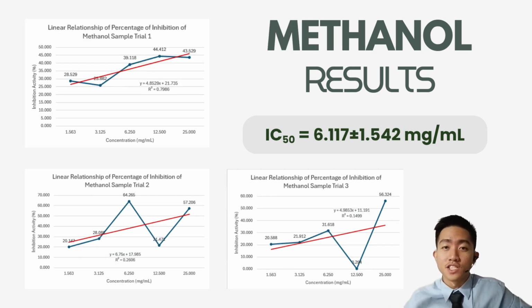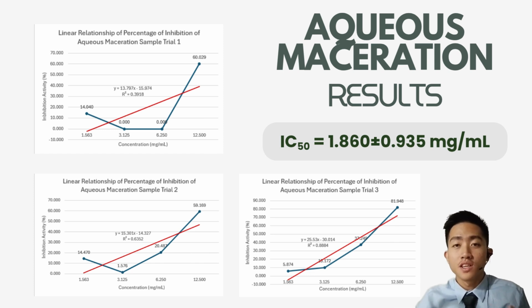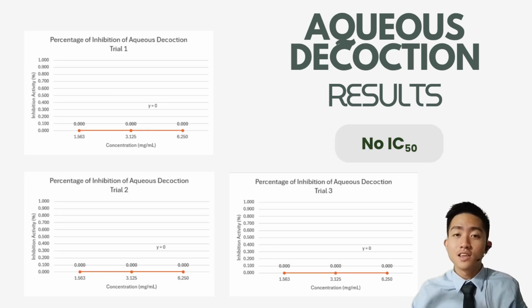This is the linear relationship of percentage inhibition of M. malabathricum methanol extract, which has an average IC50 of 6.117 mg per milliliter. This is the linear relationship of percentage inhibition for M. malabathricum aqueous maceration extract, which has an average IC50 of 1.860 mg per milliliter. This is the linear relationship of percentage inhibition for M. malabathricum aqueous decoction extract that does not show any anti-diabetic activity and does not have an IC50 value.